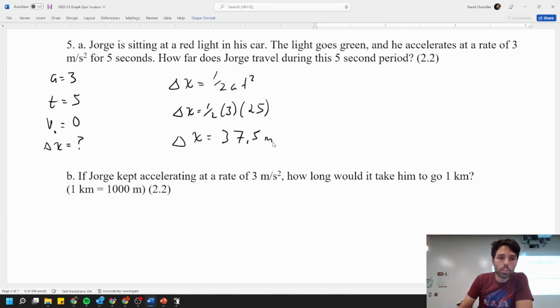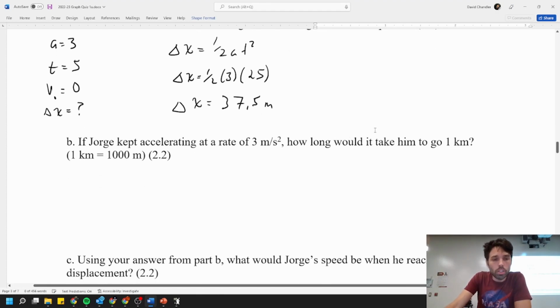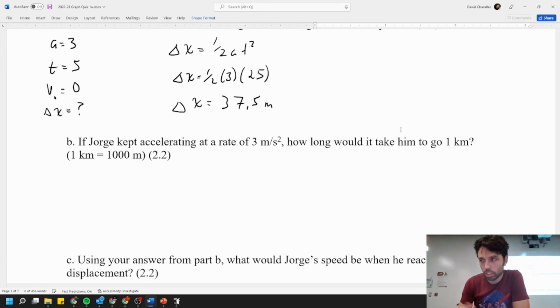37.5 meters. If Jorge kept accelerating at a rate of 3 meters per second squared, how long would it take him to go 1 kilometer? This is a little trickier. If he keeps accelerating at 3 meters per second squared, he just keeps the pedal down, right? He just keeps accelerating, breaks all the speed limits. How long would it take him to go 1 kilometer? I'll give you kilometers, 1,000 meters, right?